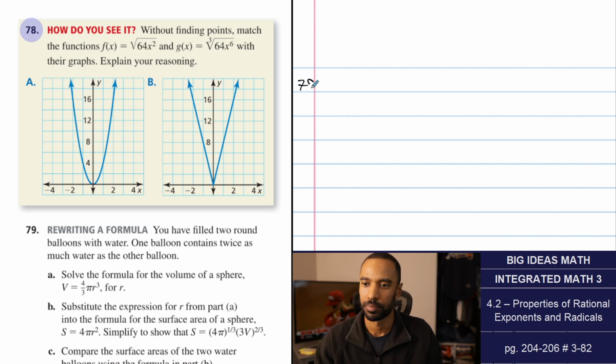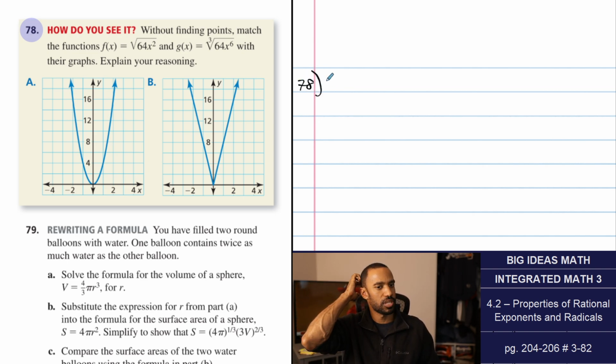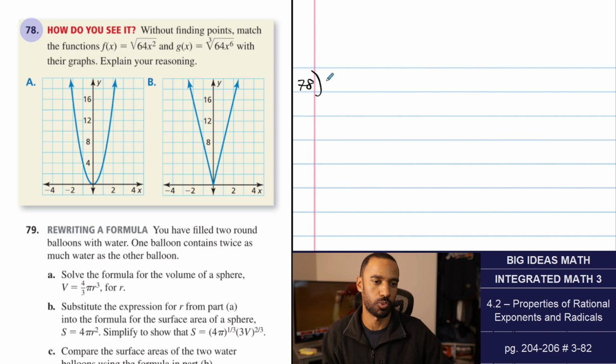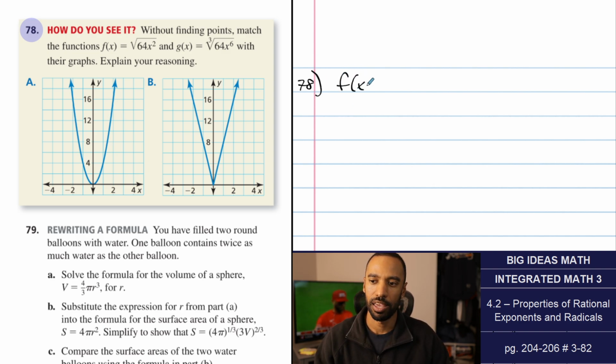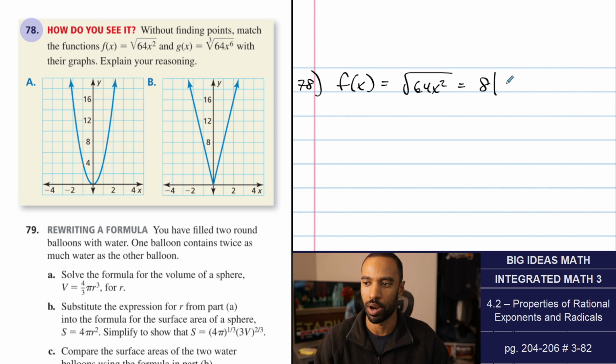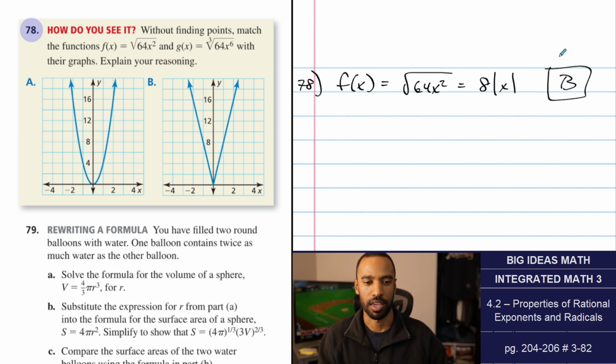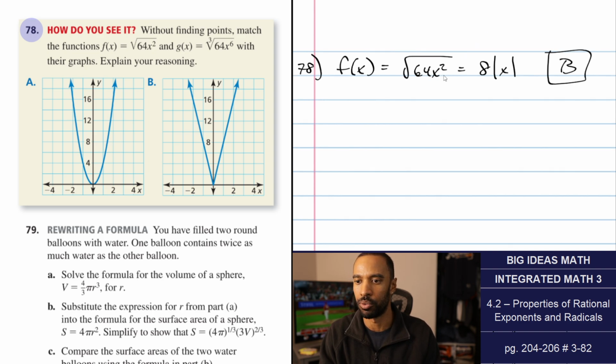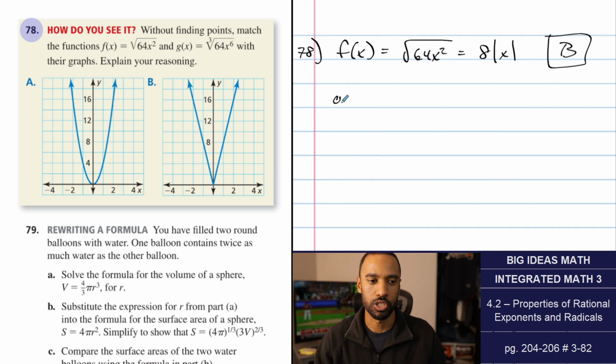How do you see it? Without finding points, match the functions f of x equals square root of 64x squared and g of x equals cube root of 64x to the 6 with their graphs. Explain the reasoning. Well, if we take the square root of 64x squared, we will get 8 times the absolute value of x. So therefore, that should be b. Absolute value of x is a v-shaped graph. An absolute value occurs. Now we're talking about functions. We're not assuming variables are positive. In fact, we're looking at negative variables right there. Negative x's, negative x's. So that's where absolute value needs to kick in with the square root of a squared value. Whereas g of x must be a because, well, we'll find out.